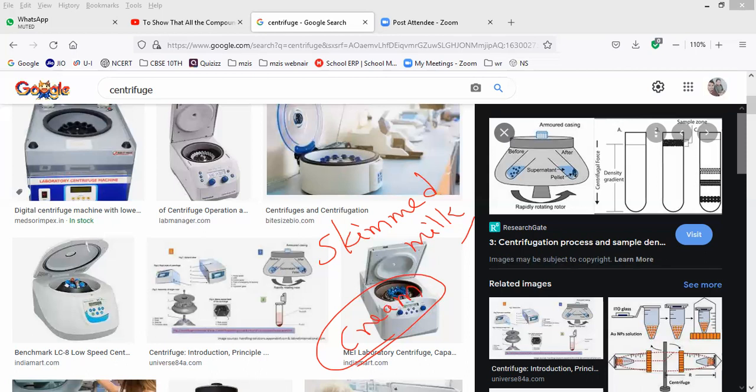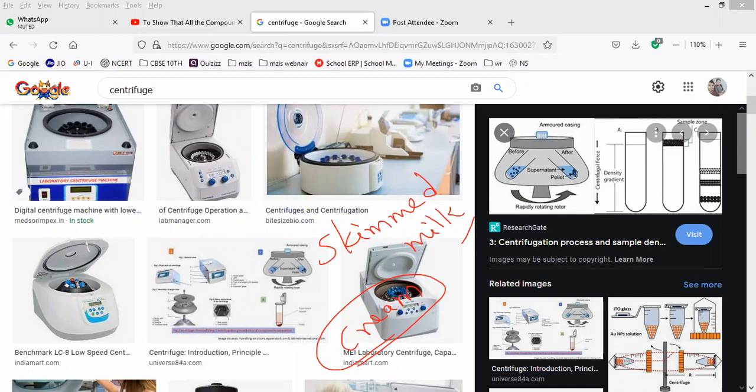Now, the separation of dissolved solids can be done by a number of different methods like evaporation, crystallization, chromatography, and distillation. Those methods we'll discuss one by one in detail in the next class. So that is all for the present.